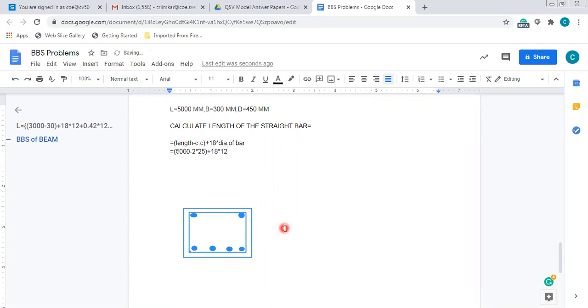So get this length, do the calculation and tell me the answer. What will be the length of the straight bars? Do it fast.